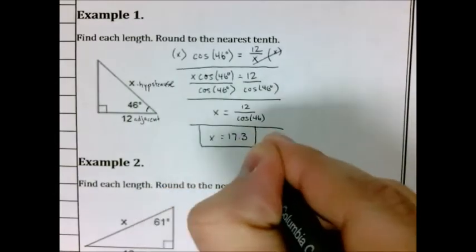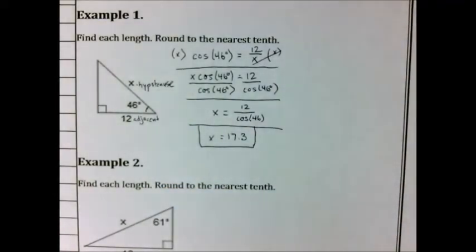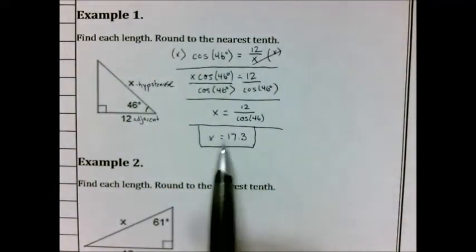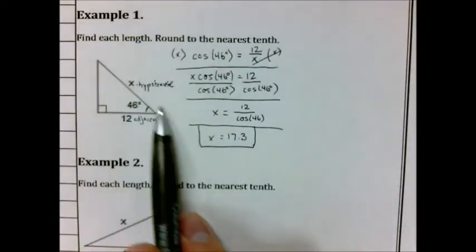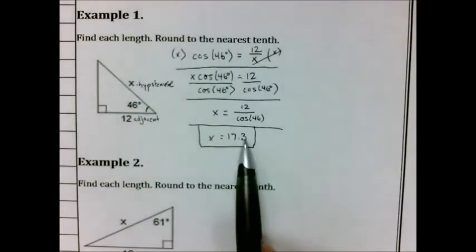So this special function, this special trig ratio of cosine, made it so that even though we were just given an angle and a side, we could find that the distance of the hypotenuse here was 17.3.